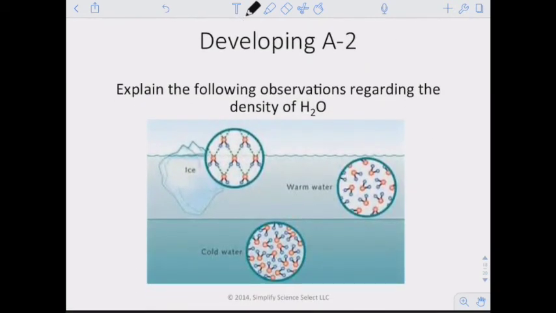Next question, it says, explain the following observations regarding the density of water. And so we see that cold water is going to be more dense than warm water because those water molecules are really close together because they're cold. But what happens is they reach a point where those hydrogen bonds start to form and solidify, and they hold them in place. And then we have ice, which is less dense than water. That's why it floats.